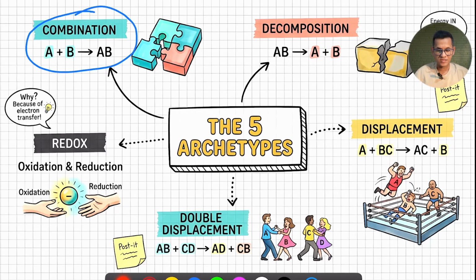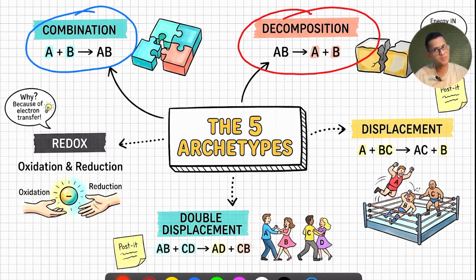Now as you can see here, combination is basically like A plus B gives you AB. We'll see this in more detail. It is when two substances combine. Almost or exactly opposite of that is called the decomposition reaction, wherein one substance splits and forms simpler substances.